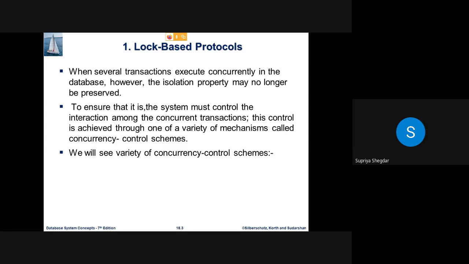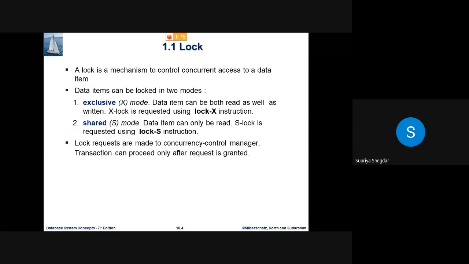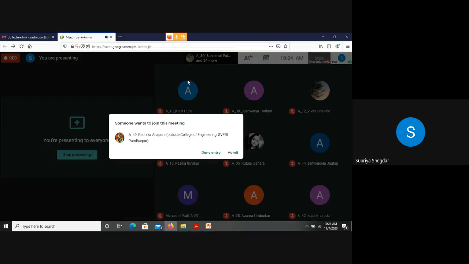We will see a number of concurrency control schemes, and among them the first scheme is the lock system, or lock mechanism. This lock mechanism is used to control concurrent access to the data item.